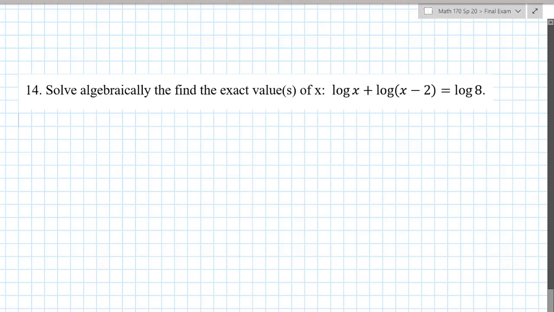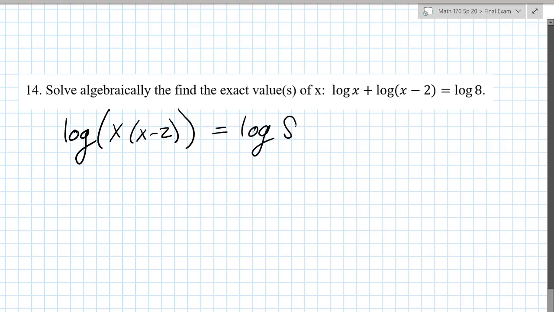We want to solve this equation for x. In order to do that, we need to know about the properties of logs. So our first step will be to try to combine the logs on the left-hand side, which brings us to the sum to product rule here. x times x minus 2 is equal to log of 8.